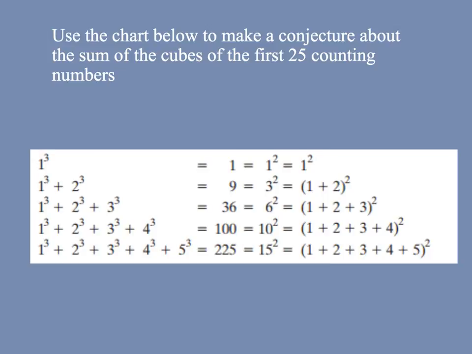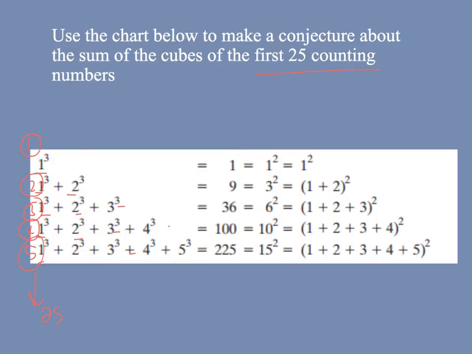And the last type of question is looking at these charts and making a conjecture. So it says, use the chart below to make a conjecture about the sum of the cubes of the first 25 counting numbers. So counting numbers are 1, 2, 3, 4, 5. So what I do is I label these 1, 2, 3, 4, 5. And we want to get down to the 25th row.